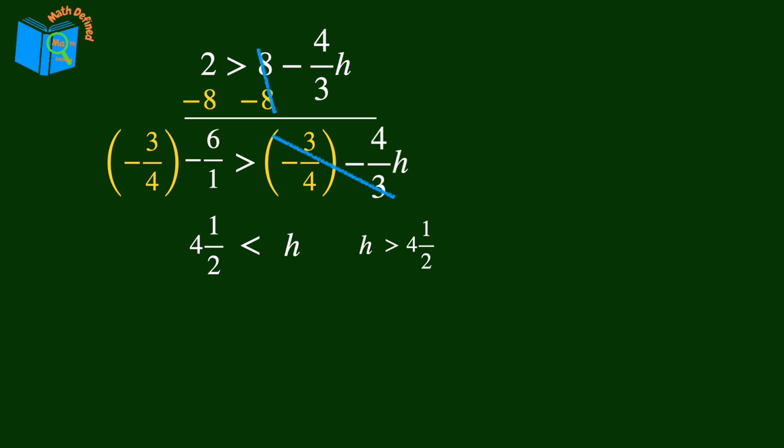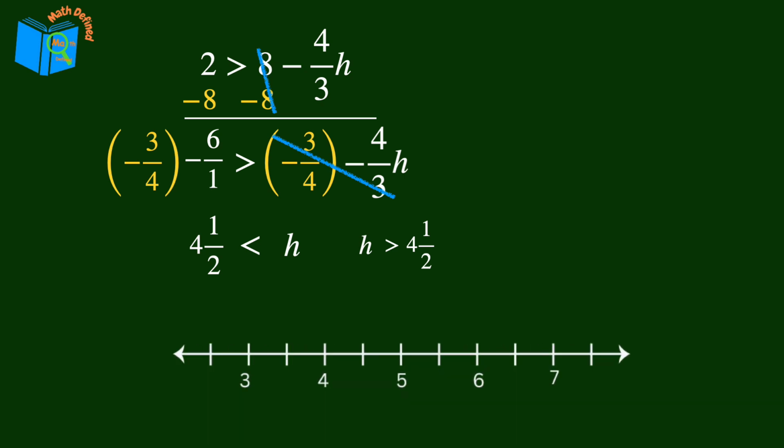Don't forget to flip the inequality sign when you flip the side the variable is on. Both inequalities say the same thing. H is greater than 4.5. On the graph, place an open circle at 4.5 and shade the values to the right.